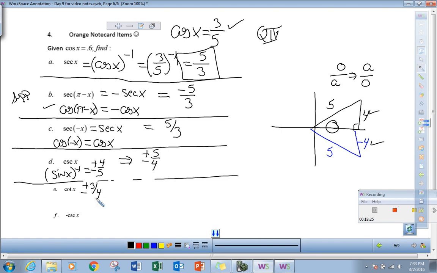And then last but not least, the opposite of the cosecant of x. Well, I'm going to think of this as the opposite of the sine of x reciprocated. Well, we found the sine of x right here. Positive and negative 5/4. Well, let me reciprocate this then. Well, wait. We found that is going to be my answer with the opposite of it. So I'm going to have the opposite of positive or negative 5/4. So my answer, once again, positive or negative 5/4.